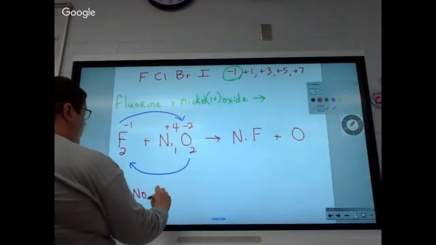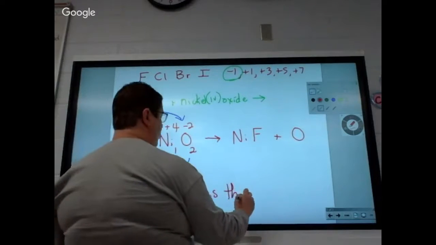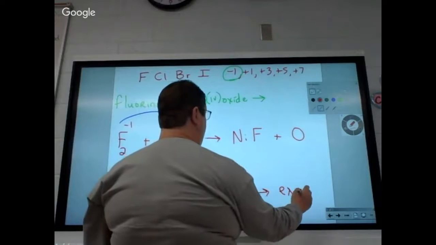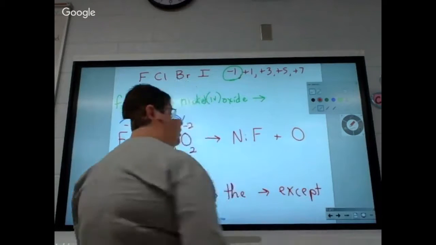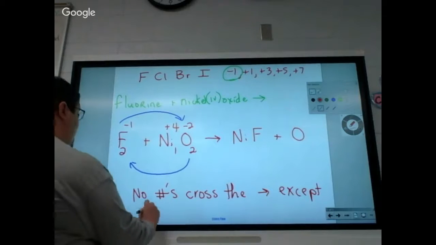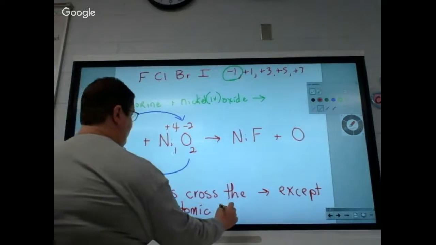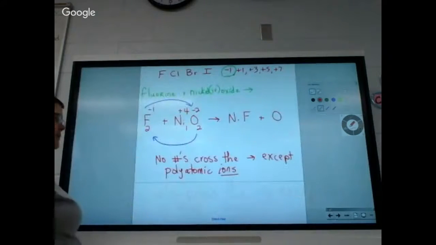No numbers cross the arrow, except, anybody know which number can go across? Diatomic. The fluorine. The what? Except polyatomic ions, which is the one I'm going to talk about next. Okay? If you're a polyatomic ion, you can go across the arrow. Have I done anything with a polyatomic ion yet? So nothing can go across the arrow. It all stays on the left.